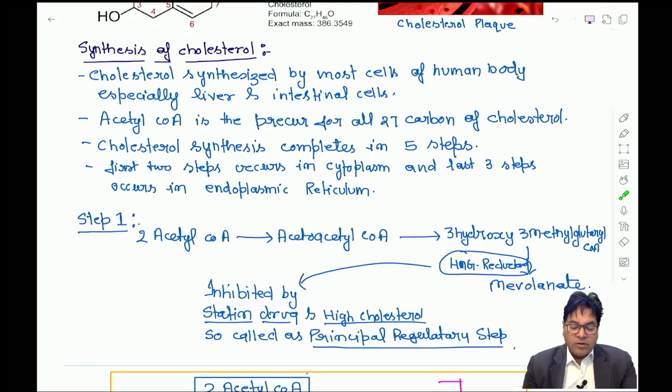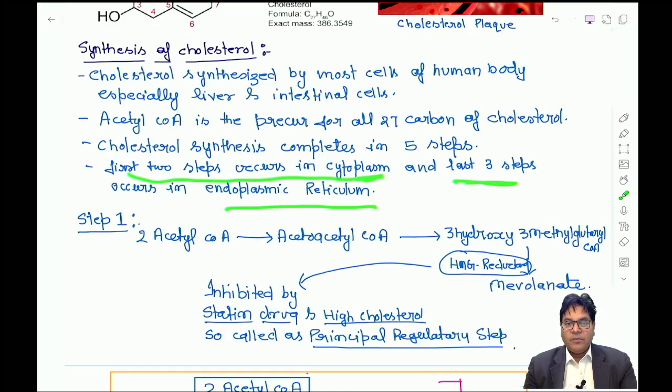Now, the molecule acetyl coenzyme A is a precursor for all 27 carbons of cholesterol. That means the total structure of cholesterol is synthesized from the starting material, acetyl coenzyme A. This cholesterol synthesis completes in 5 steps, in which the first 2 steps occur in the cytoplasm and the last 3 steps occur in the endoplasmic reticulum.